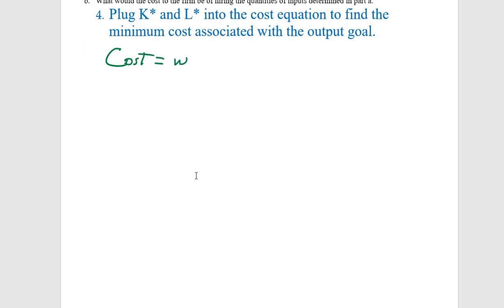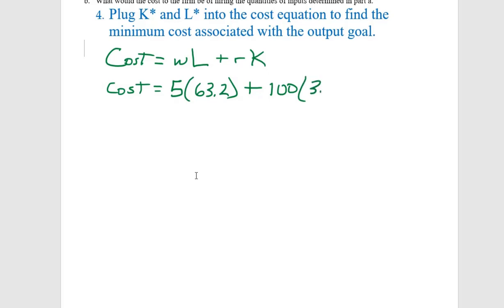Cost equals wage times the number of units of labor plus rent times the number of units of capital. So for us, cost is $5 per worker hour times the number of workers, which would be 63.2, plus the hourly cost of a piece of machinery, which was given to be $100, times the number of units of machinery, which was 3.16. So this equals 316 plus 316, or $632. This is the cost per hour of producing our optimal level of output.